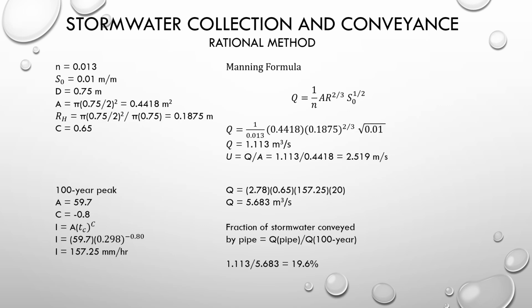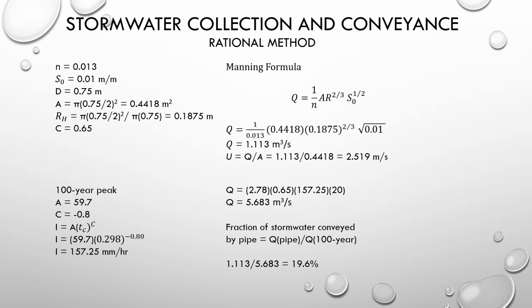Next up, we're given the specifications of a 750 millimeter pipe, and to find the max flow capacity of this pipe, we would also use the Manning formula once again with the new set of givens shown on the left, and we would find that the max flow capacity of this pipe is 1.113 meters cubed per second, and the velocity within this full pipe is 2.519 meters per second.